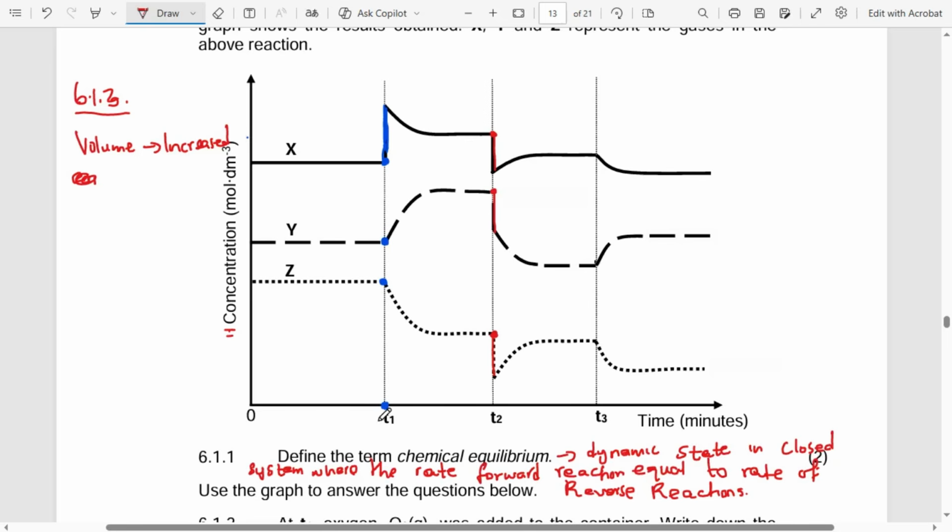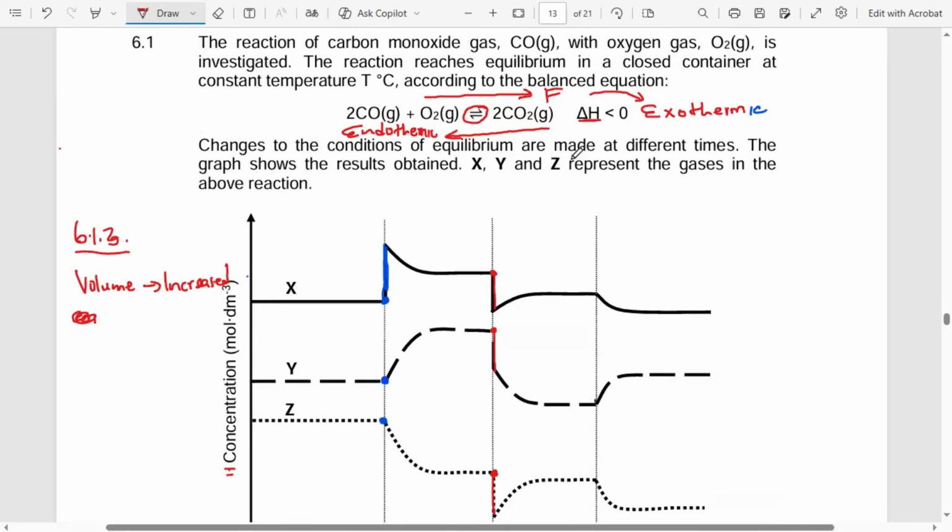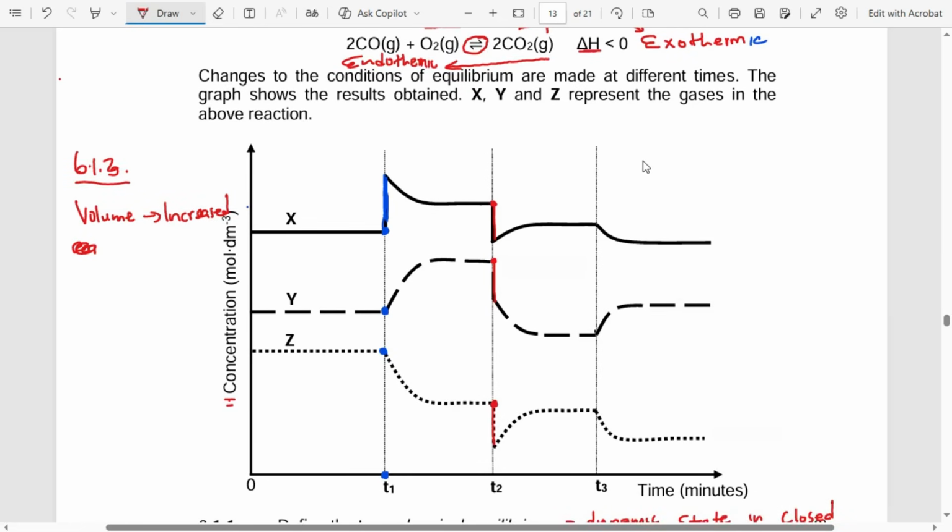At T1, they said O2 was added. The equilibrium shifted to the right to use up that O2. So the forward reaction, remember, the forward reaction does 2CO plus O2, they form 2CO2. So the forward reaction is favored, right? The forward reaction is favored because we can see that after whatever was added, the CO decreased.